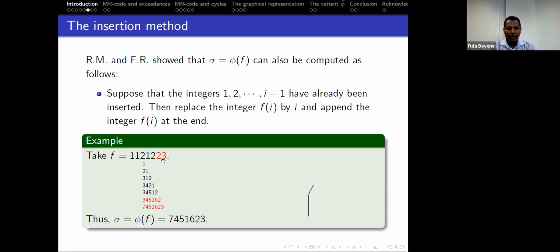And read here f7 is 3, and look at the integer 3 in this one. It is here. So you replace it by 7 and attach 3 at the end. So finally, you will come up with the permutation 7, 4, 5, 1, 6, 2, 3.